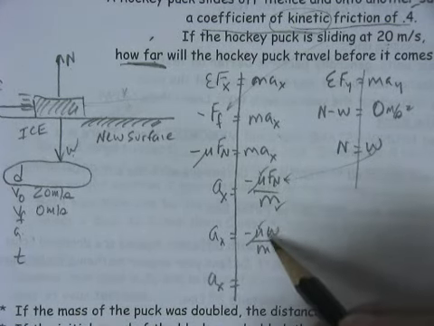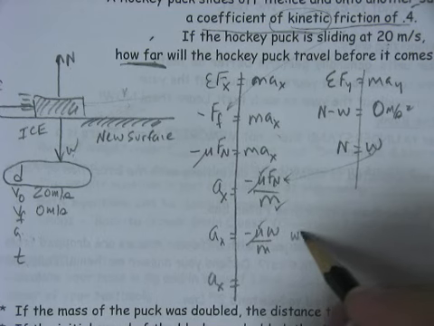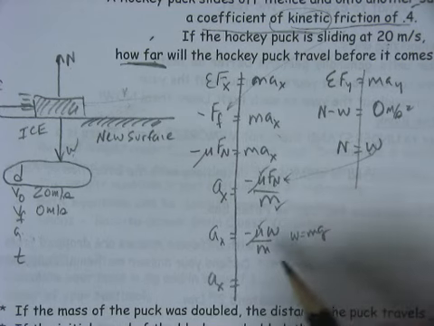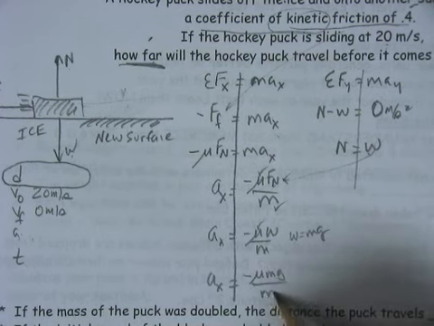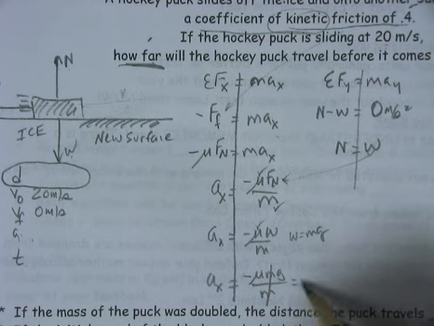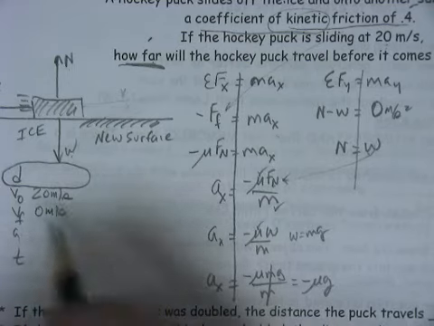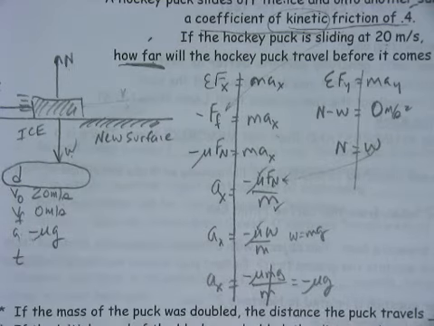Okay, so I know the coefficient of friction. The problem is I don't know what weight is, and I still don't know what mass is. But I remember that weight is equal to mg. So I'm going to make that substitution. So I got negative mu mg over m. Cancel those out. So then my acceleration is equal to negative mu g. So I can actually plug that in right here, negative mu g.